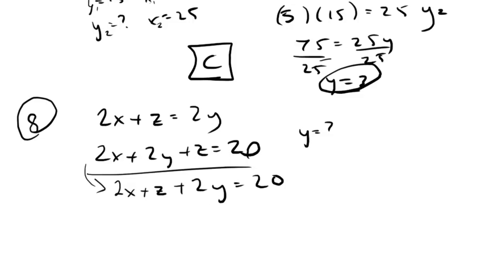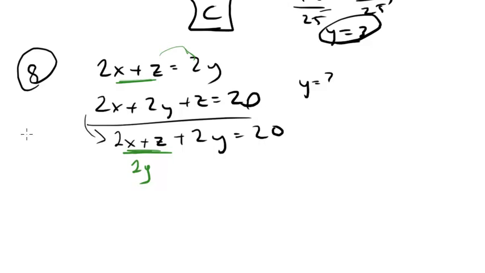Well, do we recognize anything here? Well, yeah, we do. We have 2x plus z, which they told us was 2y. So let's go in and plug in 2y over here for 2x plus z. So we get 2y plus 2y is 20. That means 4y is 20. y equals 5, and that is choice A.